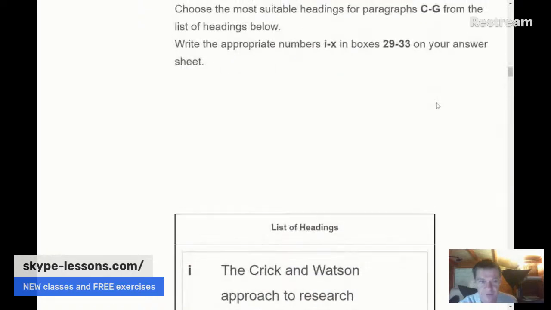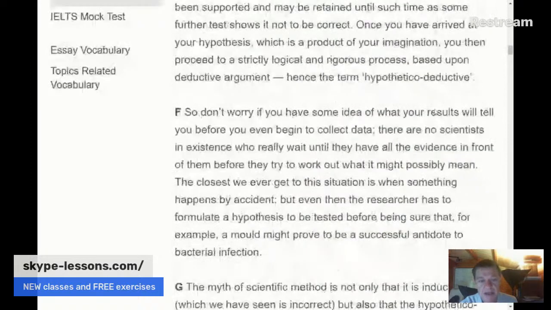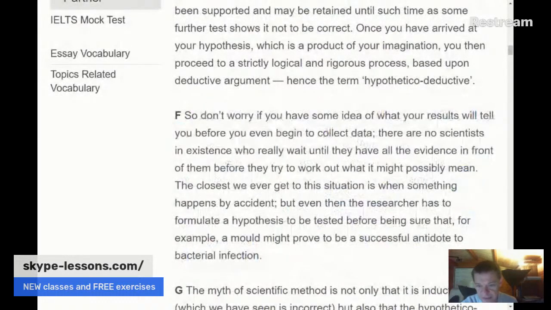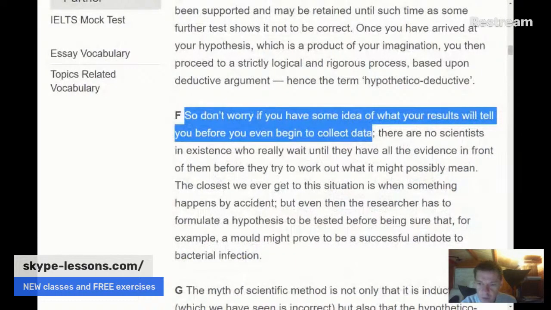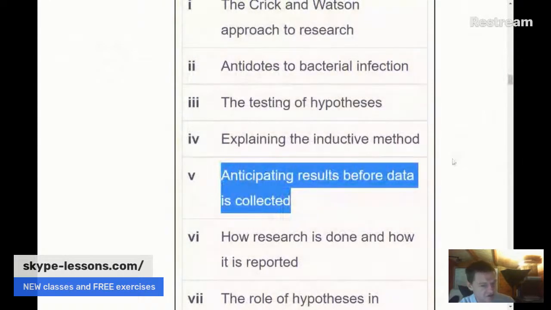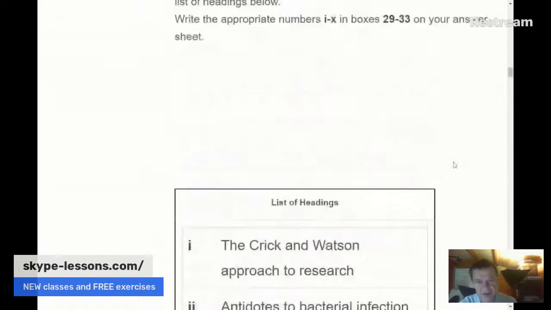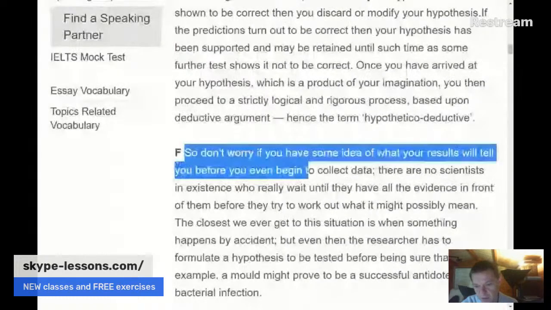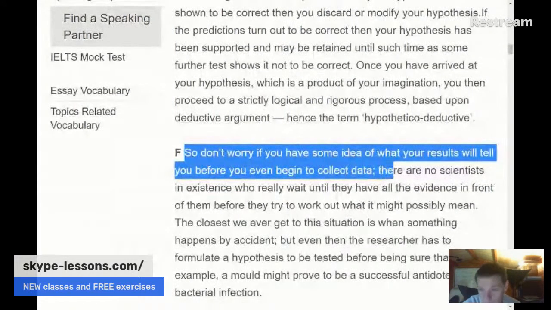Okay, so let's go on to F. We didn't do F last time, so this is new. So don't worry if you have some idea of what your results will tell you before you even begin to collect data. So that's talking about, don't worry if you anticipate the results before data is collected. Yeah, it starts by saying that. Don't worry if you anticipate the results before data is collected. Don't worry if you have some idea, some expectation, some hypothesis of what your results will be before you even collect the data.